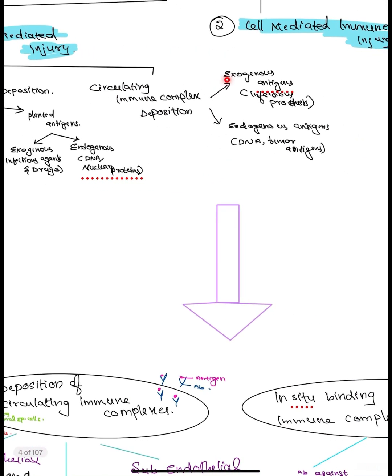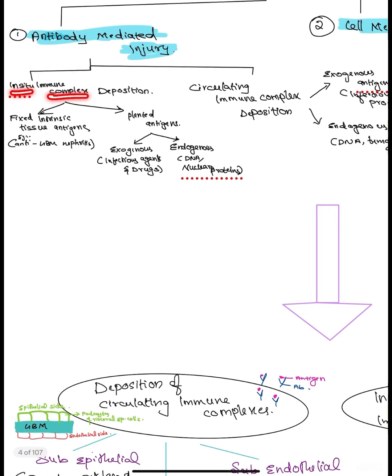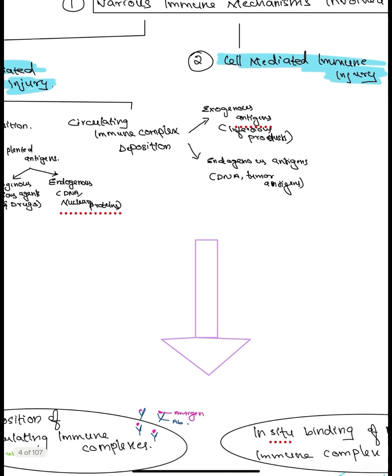It may be due to exogenous antigens, that is infectious products, or endogenous antigens, that is DNA, tumor antigens, etc. And in situ immune complex deposition, where fixed intrinsic tissue antigens or planted antigens are present. Example: anti-glomerular basement membrane nephritis. Here we have exogenous and endogenous infectious agents. In endogenous, it may be due to DNA or nuclear proteins.